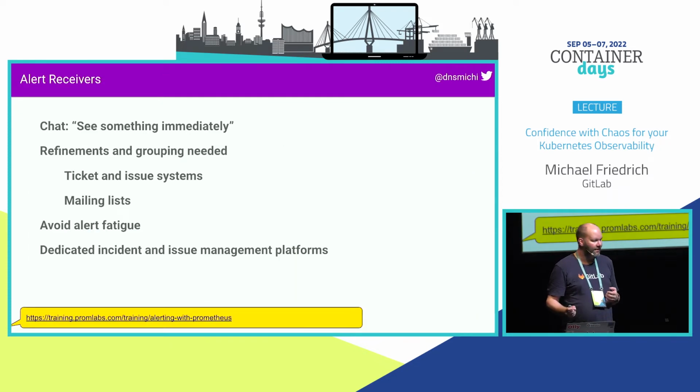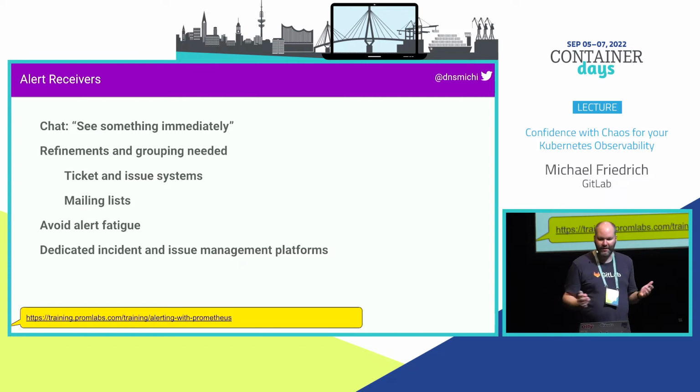Now, for the alert receivers, a chat can be something like, I want to immediately see something, but oftentimes it's really needed to refine things and think about grouping, and not have 500 alerts flooding your inbox at 3 a.m. in the morning when you have no idea what's going on, but you still need to fix the problem because the customer is calling.